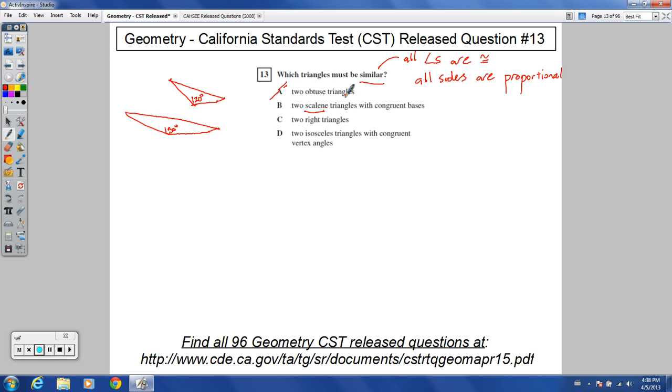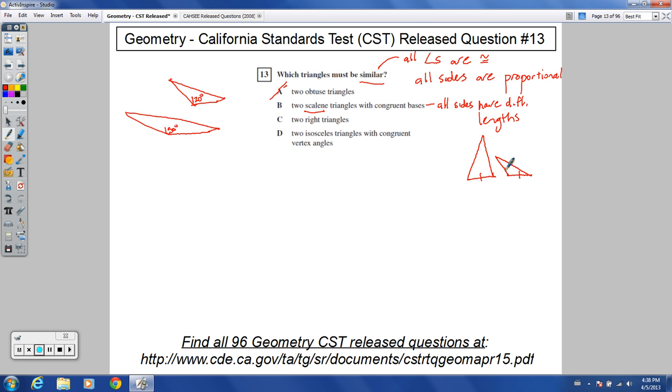Scalene means that all sides are different. So all sides, at least within the triangle, have different lengths. But if the bases are congruent, we could have something like this and something like this. I'm trying to draw it so that this is a little bit longer than that. So that's saying that you have congruent bases, something like that and that. But does that mean they're similar necessarily? No, I could draw another triangle like this and this.